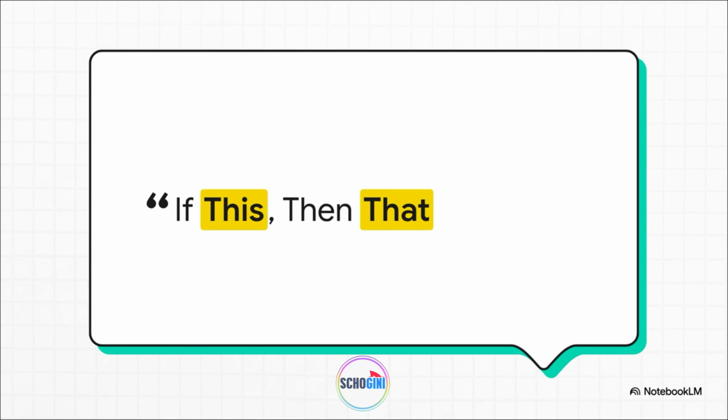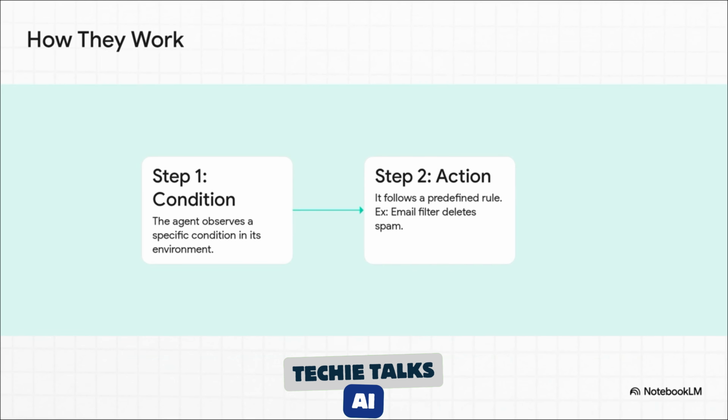They work based on a pre-programmed rule that triggers a direct response. There's no memory, no planning. It's just pure, simple reaction. It's like a really simple two-step dance. Step 1, the agent sees something. Step 2, it follows a rule it was given. Your email filter sees a banned word in an email, and boom, it moves it to the spam folder.